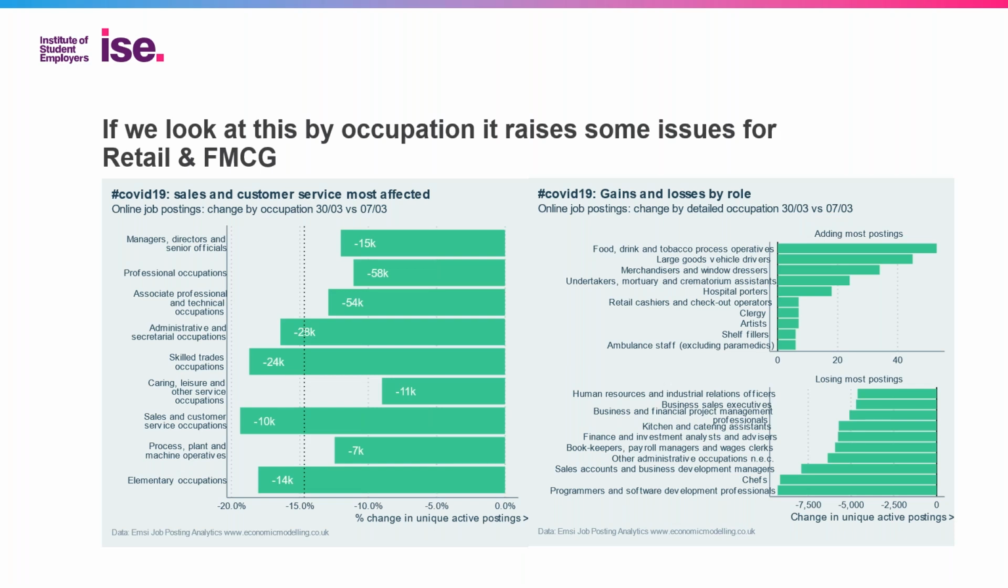And in fact, that is one of the biggest areas where people are actually cutting. If we look at these other charts over here, they tell us which occupations are growing and which are shrinking, or which are adding the most adverts and which are shrinking. So we can see that there are food and drink and tobacco process operatives, so making food, and large goods vehicle drivers, so logistics and lorry driving and so on.